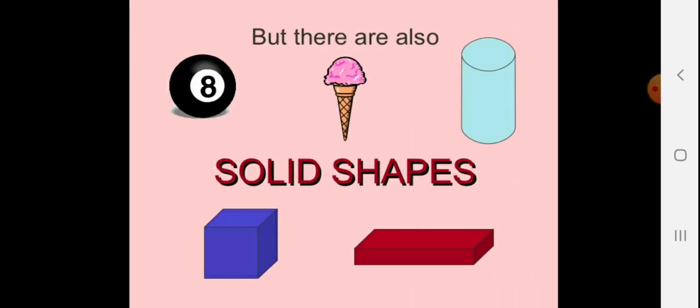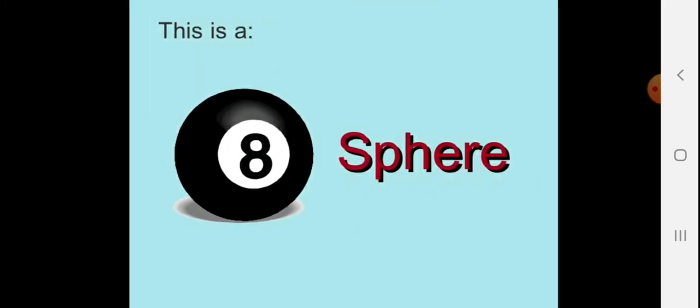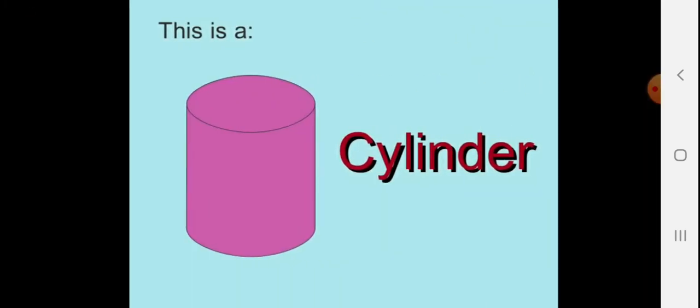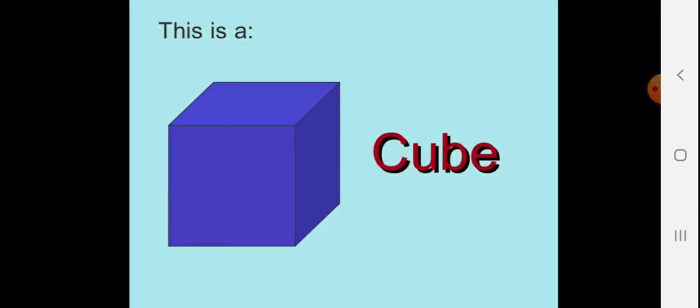But these are called solid shapes because they have a curvy surface surrounding. You can see the ball, cone, cylinder. They are called solid shapes. This is a sphere, cylinder, cube. You can see how many faces are there? 6 faces are there. 1, 2, 3, 4, 4 sides, and top and bottom, 6 sides, right?